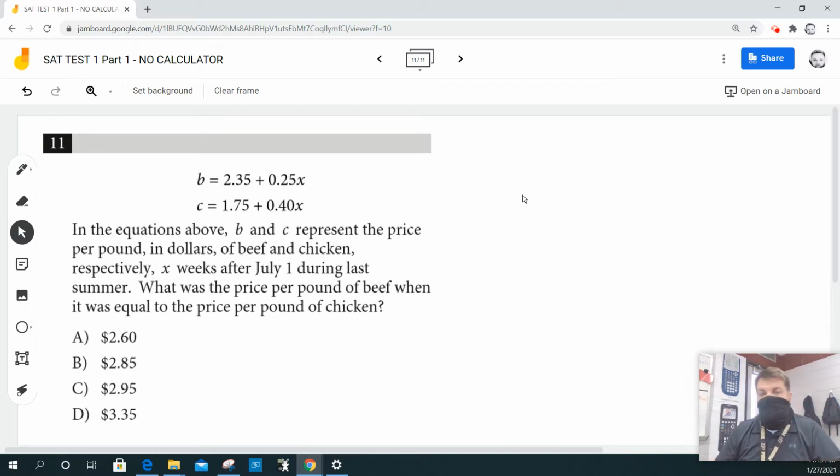So we've got to solve this. In other words, when did they equal each other? So the question that they're asking us is, what value of x makes this? Well, let's start with this. They want to know when beef was equal to chicken. But what's beef?